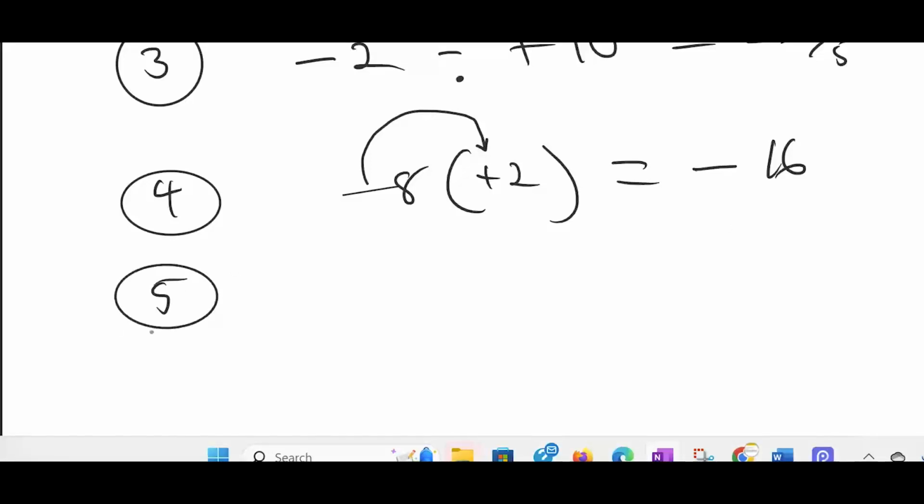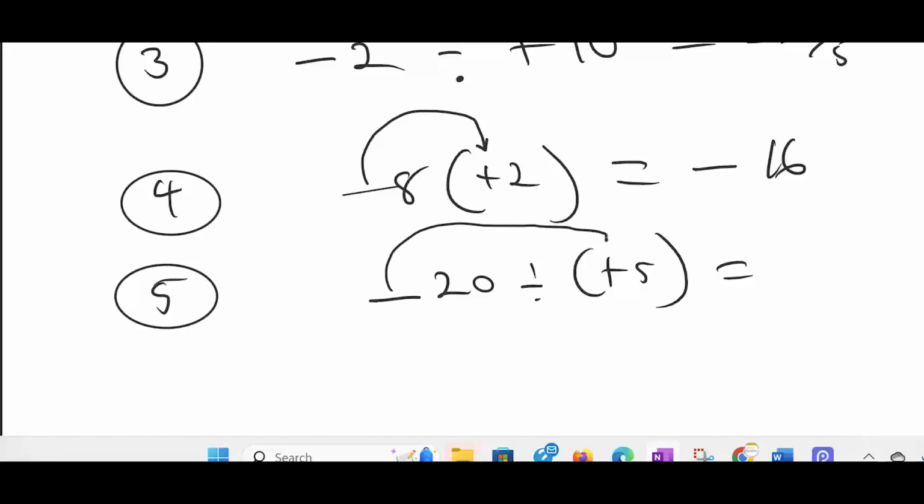Let's look into the final example, and that will be the end of this video. If you have minus 20 divided by positive 5, in this case you have to firstly combine the signs. You have a negative sign here and a positive sign here. Two different signs combine together to become negative. Then you have to do 20 divided by 5, and that will give you 4. So our final answer is negative 4.